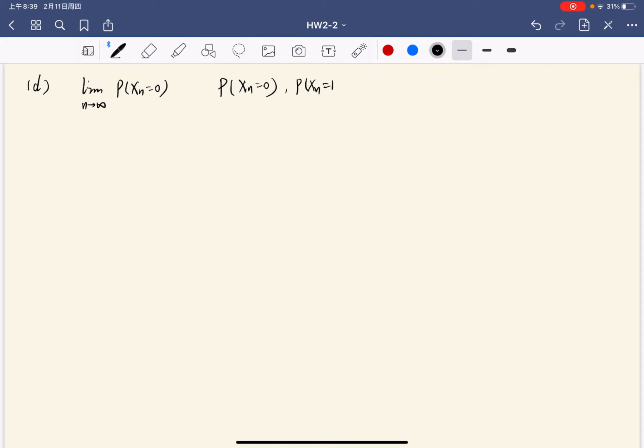From the conclusions above, we can find that the vector of P(xn = 0) and P(xn = 1) equals (0.2, 0.8) multiplied by the transition matrix (0.6, 0.4; 0.3, 0.7) to the power of n. In order to calculate this part, we let A equal the transition matrix.